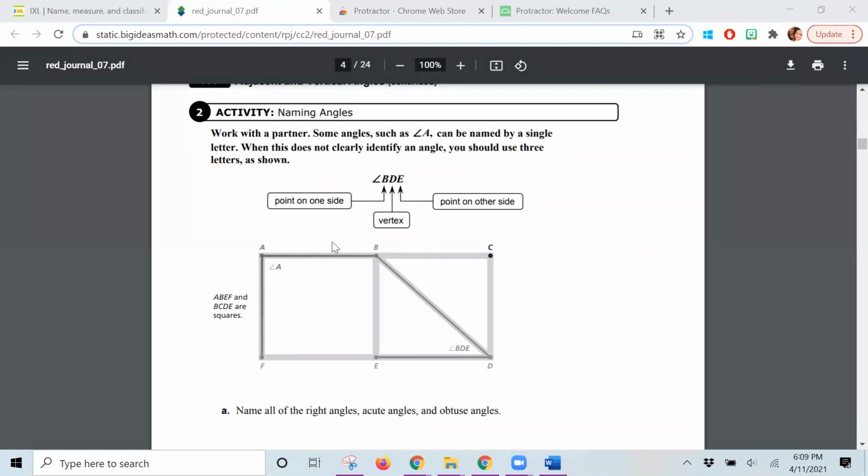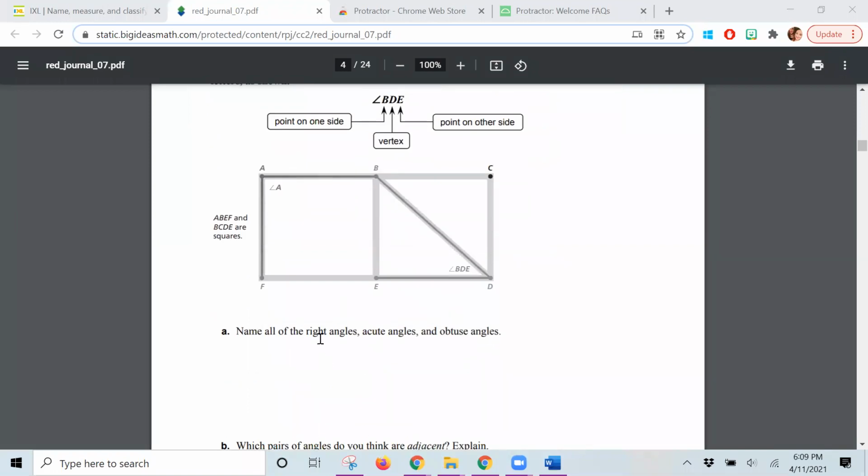I want you to get some practice on this, and I want you to name all of the right angles, acute angles, and obtuse angles. So you can either name them with a single point, if you're able to. Obviously, D is not going to work, because I don't know if you're talking about EDB, or you could be talking about CDE, or you could be talking about angle BDC. And so there's 3 different angle possibilities from that one, whereas angle A, I know it has to be right here.